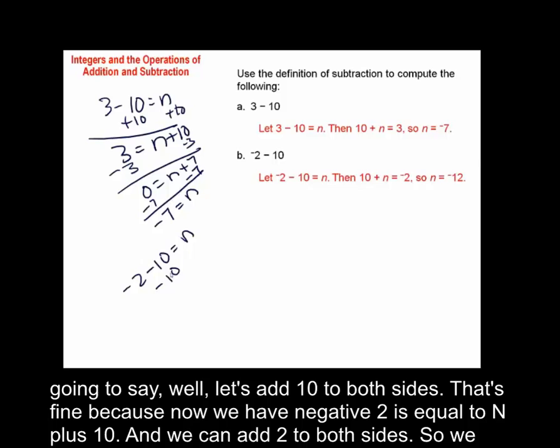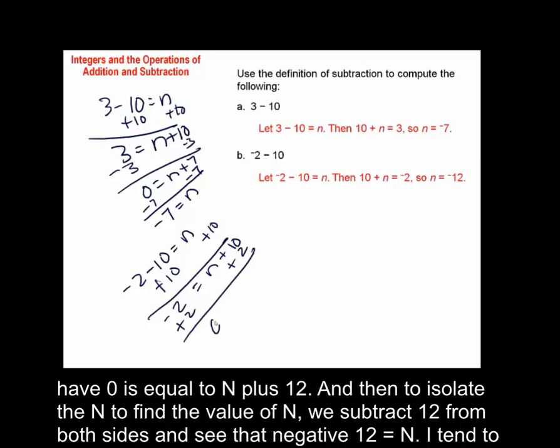Again, they're going to say, well, let's add 10 to both sides. That's fine because now we have negative 2 is equal to n plus 10, and we can add 2 to both sides. So we have 0 is equal to n plus 12, and then to isolate the n to find the value of n, we subtract 12 from both sides and see that negative 12 equals n.